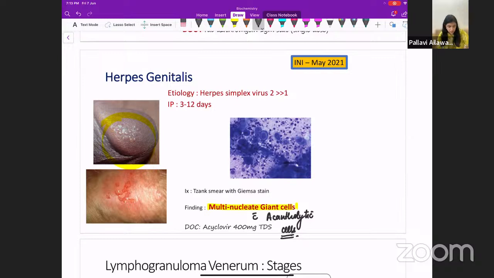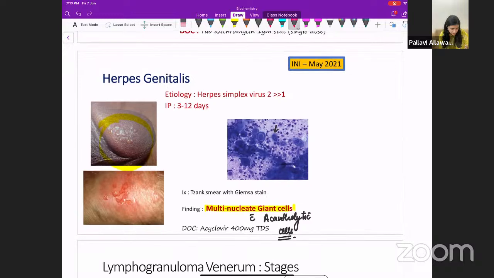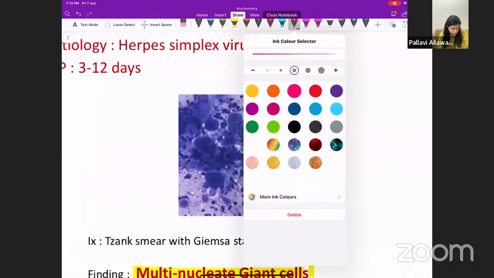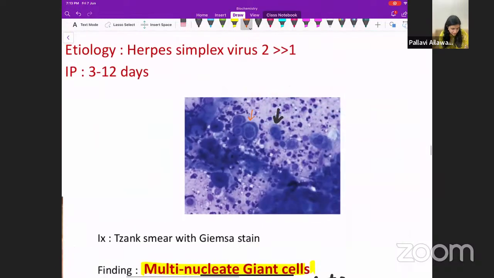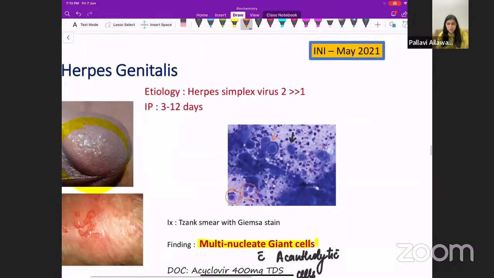Acantholytic cells. So you see these two things. You see multinucleate giant cells. See, you see these multinucleate giant cells. And you see these rounded acantholytic cells also in the smear. So there are two findings here which you have to know. Any other doubts?